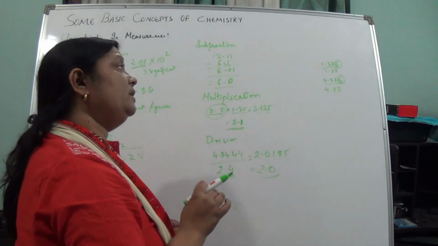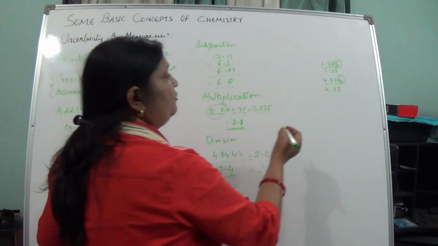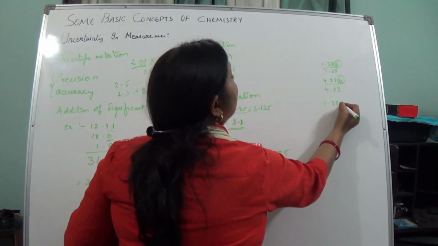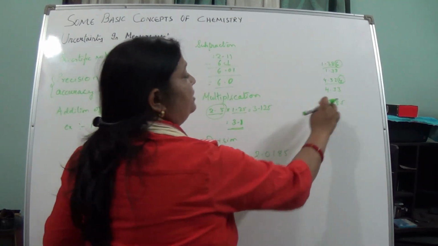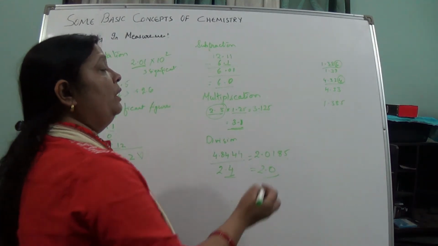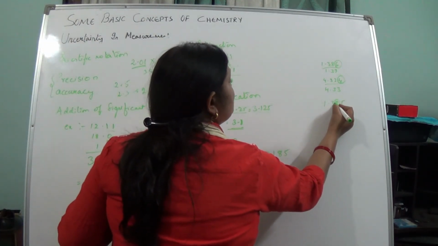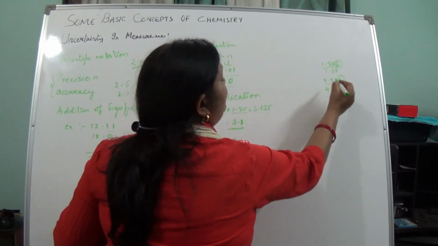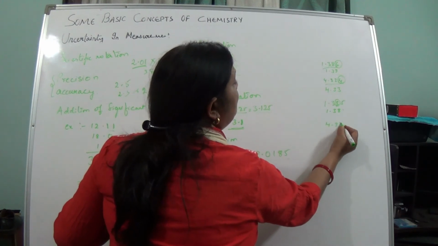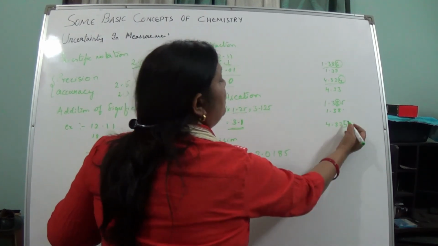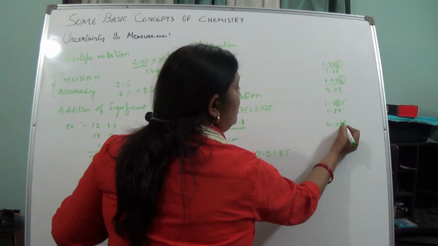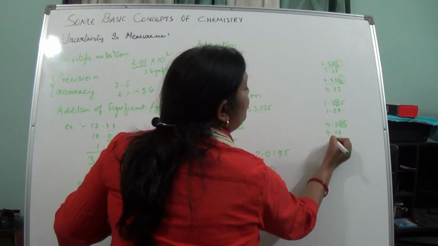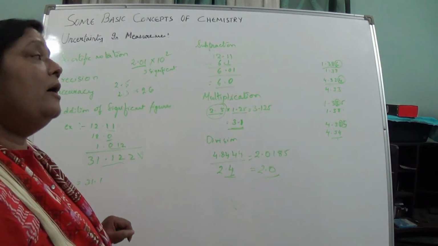But if our figure is 5 at the end, so what are we going to do? Suppose this figure only, I am taking 1.385. We have to round off this. So what we are going to do, the digit before is an even number, so you will not increase it, it will be 1.38. Now I am taking 4.3345. Here 5 is there, here 3 is there, this is an odd number, so it will be increased, so it becomes 4.34. This is how we round off the figures.